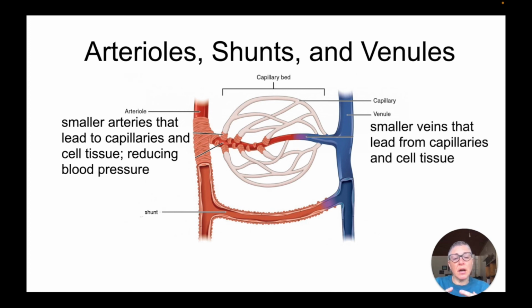The venules are smaller veins that lead from the capillaries in the tissue, and they would just get larger and larger until the blood vessel becomes a vein.